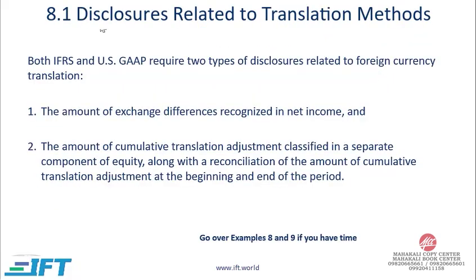Section 3.7, disclosures related to translation methods. Both IFRS and US GAAP require two types of disclosures related to foreign currency translation: the amount of exchange differences recorded in net income, and number two, the amount of cumulative translation adjustment classified in a separate component of equity, along with a reconciliation of the amount of cumulative translation adjustment at the beginning and end of the period.